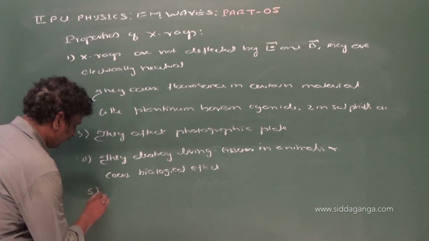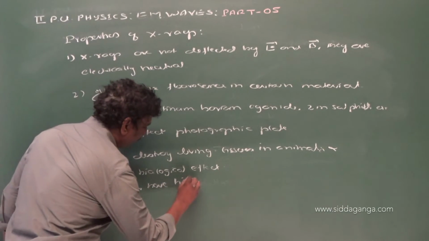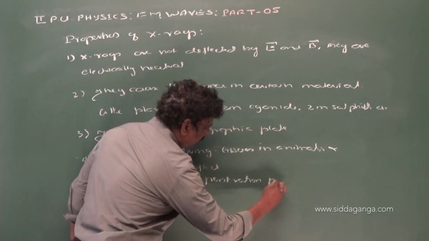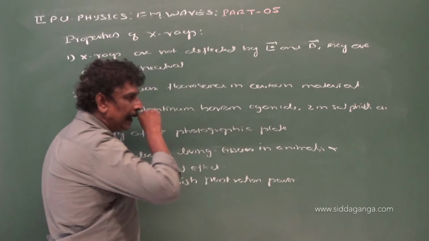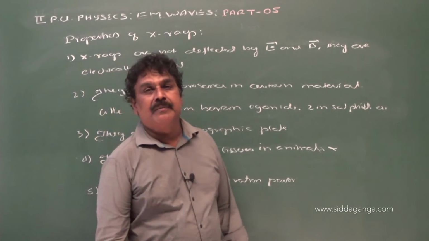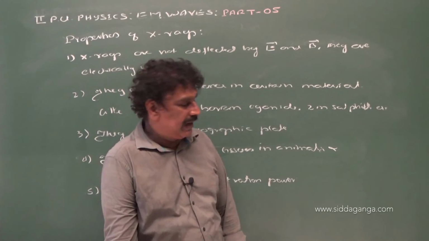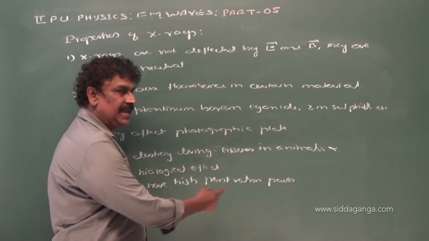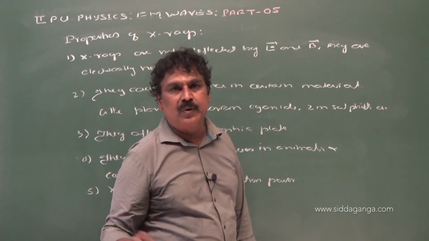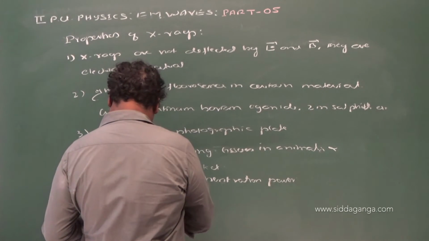Now, fifth one, X-rays have high penetration power compared to other radiations like radio waves, microwaves, infrared radiation, ultraviolet rays, visible light. The X-rays have high penetration power. They can penetrate through material body to a long distance, so they have a high penetration power.